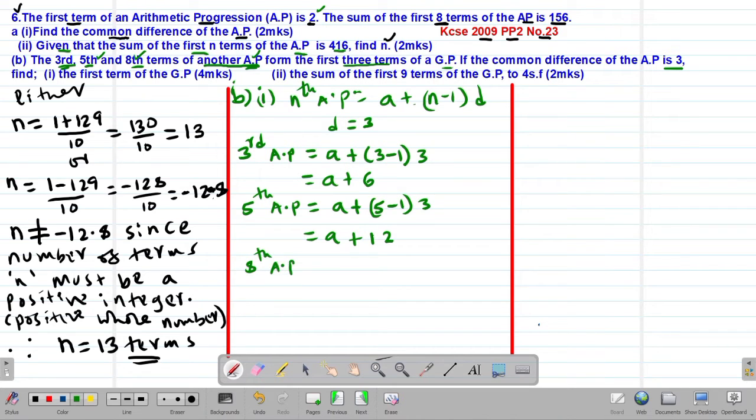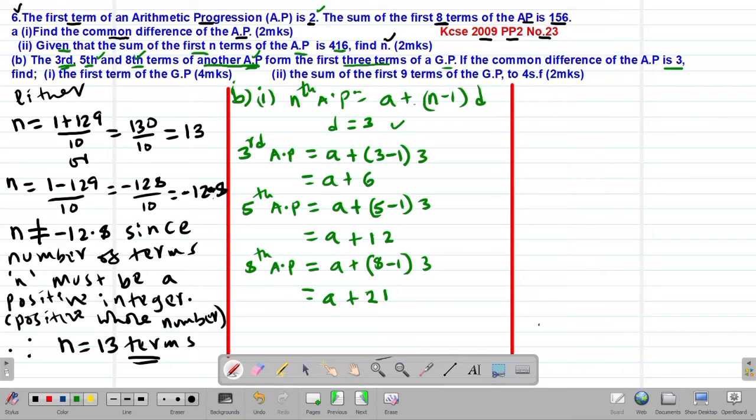Eighth term of the AP, that is the second AP, will be given by A plus 8 minus 1 multiplied by D. Our common difference, we are told to use 3. So this one will give us A, then of course plus 8 minus 1, we get 7. 7 multiplied by 3, we are going to get 21. So this will give us A plus 21. Therefore, these are the third, the fifth, and the eighth terms of the second AP.